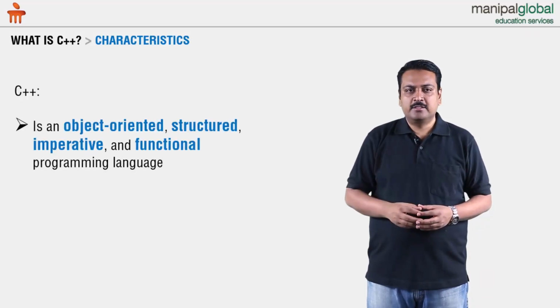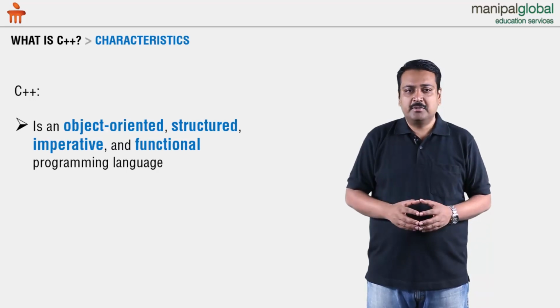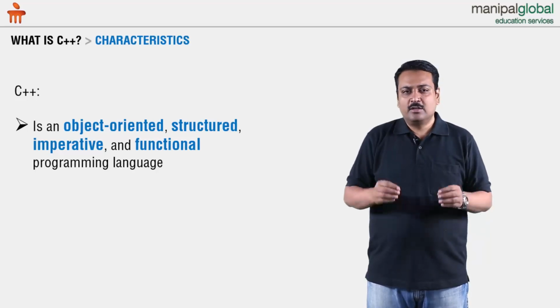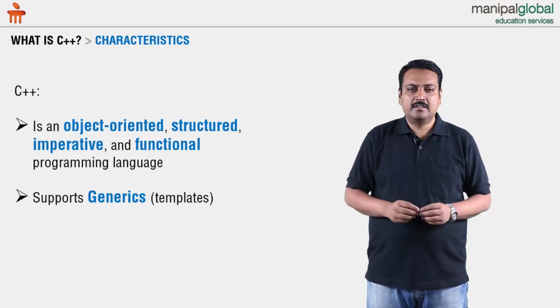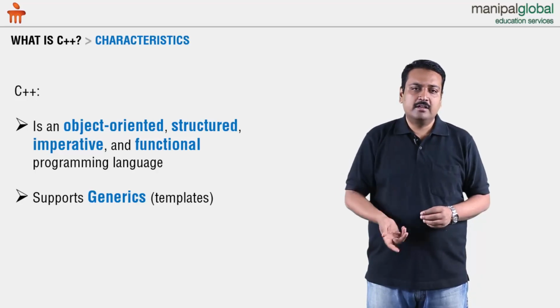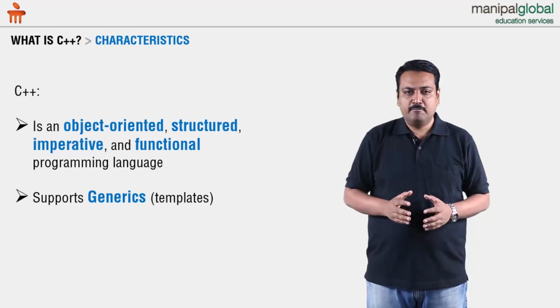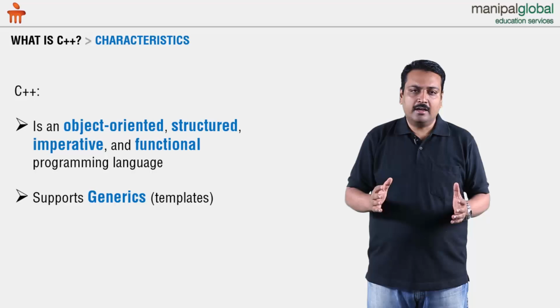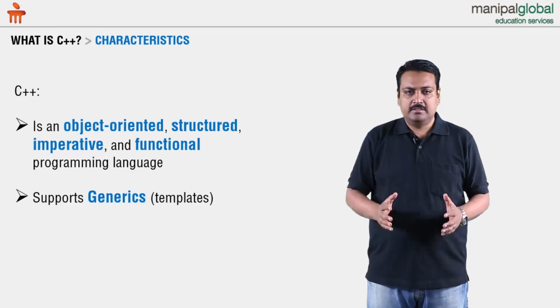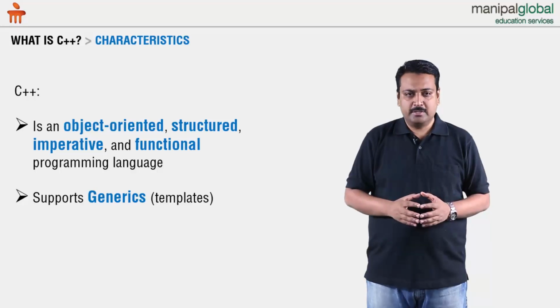C++ can be defined in many ways. We can say C++ is an object-oriented programming language. C++ is a functional programming language. It can also be said it is a generic programming language. It is imperative. It is procedural. So by putting all this, we can say that it is a multi-paradigm programming language, in the sense that there are many paradigms that are accommodated within C++.